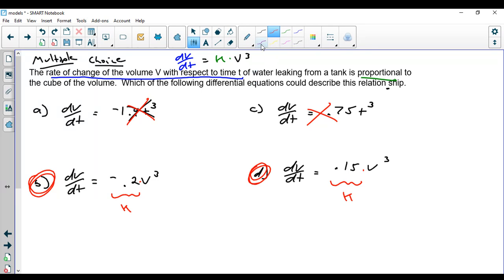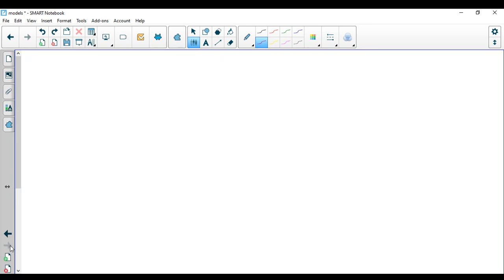So I'll give you 2 seconds here, pause the video, see if you can figure it out. All right, so you're back. Did you figure it out? What are we missing? Water is leaking from the tank. If water is leaking from the tank, then what is happening to the volume? The volume must be decreasing. Well, if the volume is decreasing, then your derivative of volume, your dV/dt, must be negative. So it's got to be this guy. It can't be that guy. Okay? Sound good?